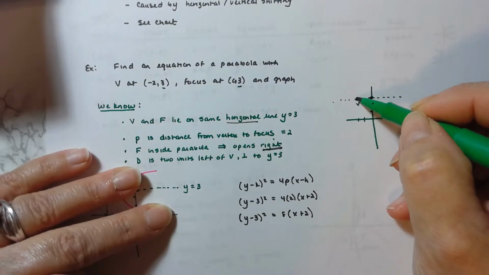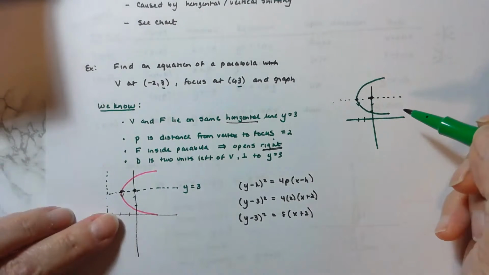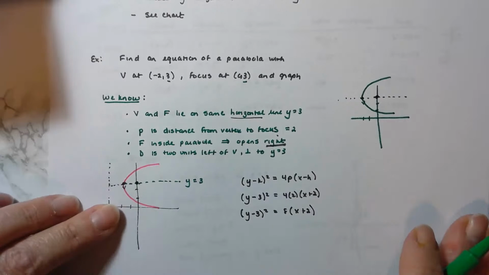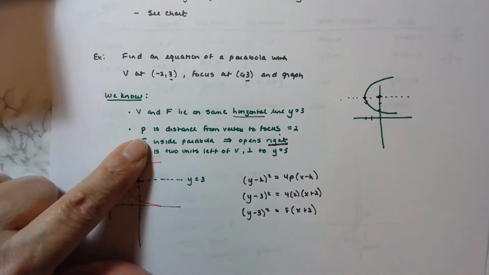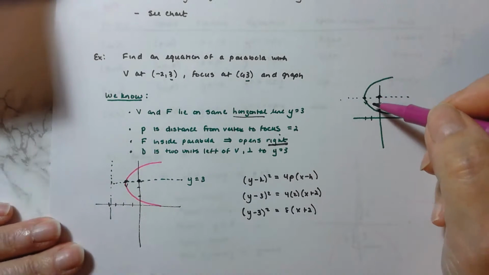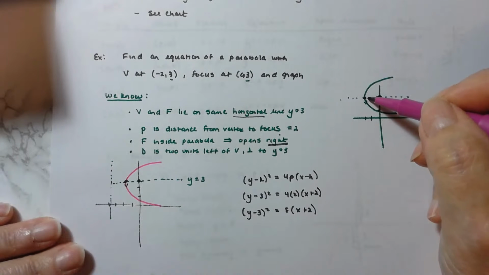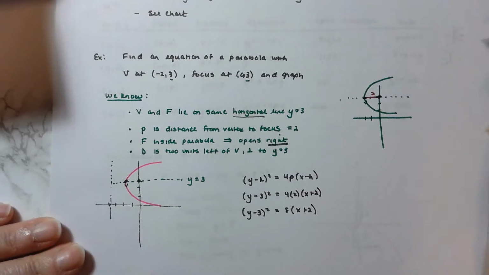And since the focus always has to be inside the parabola, my parabola is going to open something like that. So here's a better picture. It's not much better, but it's better. Okay, so I figured that out just by some logic, right? Then I remember that P is the distance from the vertex to the focus. So essentially all I have to do is figure out that, if this is 2 units away from each other, I have my P value, it's 2.